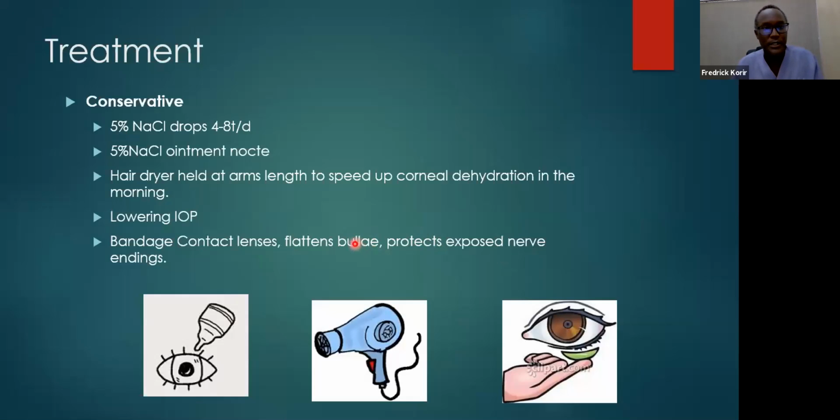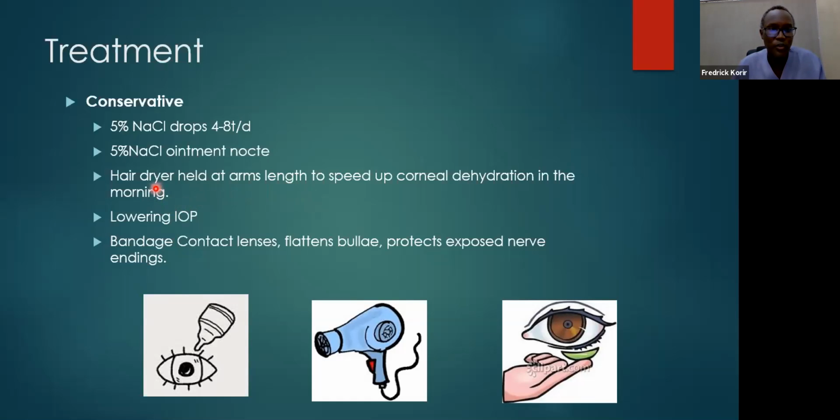Again, it depends on the stage the patient presents with. Most of the time, in the early stages, you can use hypertonic saline or 5% sodium chloride 4 to 8 times a day. Obviously these drops are hypertonic, so they sting and patients are not comfortable, because the whole mechanism is to draw water out of the cornea. So they are not pleasant. There's also an ointment you can put at night so that by the time they wake up, at least it's dehydrated. The symptoms of Fuchs are worse in the morning because they've had their eyes shut while sleeping and there are no tears evaporating on the surface, so now you have more edema.